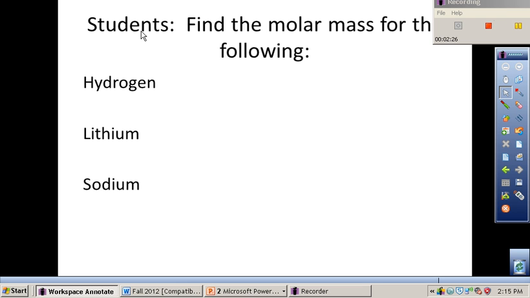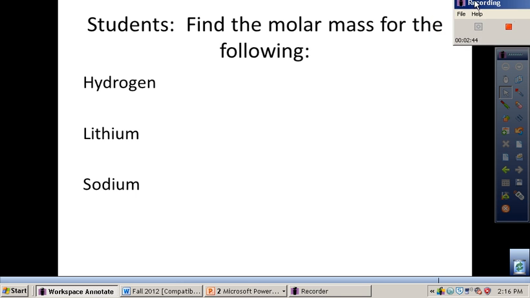Anytime I have a slide that says students, that means I want you to pause the video and work this out. If you're in a group, just wait for everyone to finish in your group, and when everyone's finished, you can start the video up again. So right now, go ahead and find the molar mass of the following things.